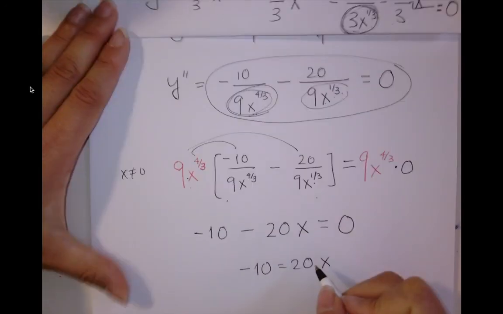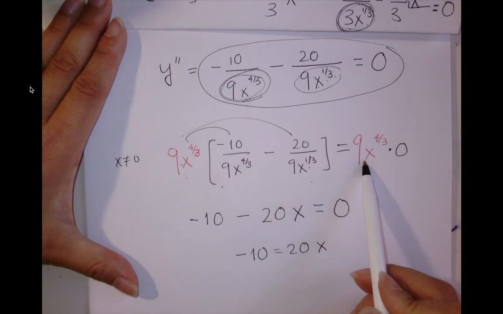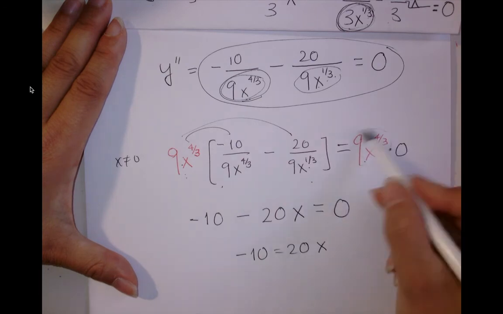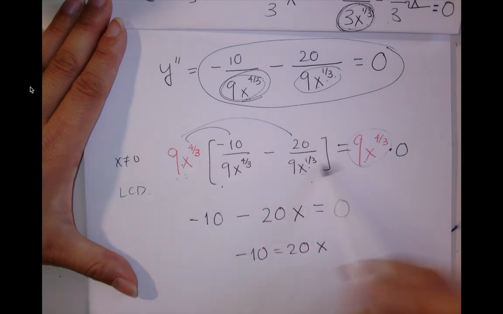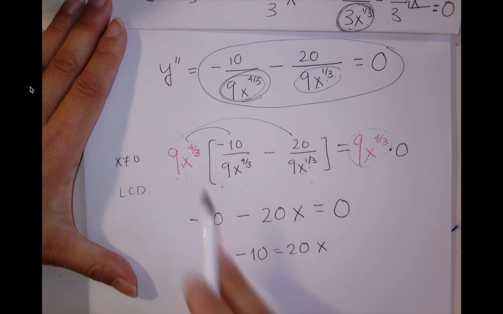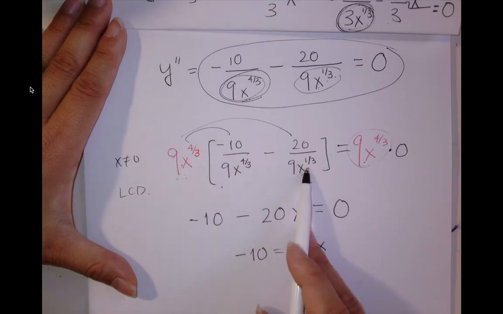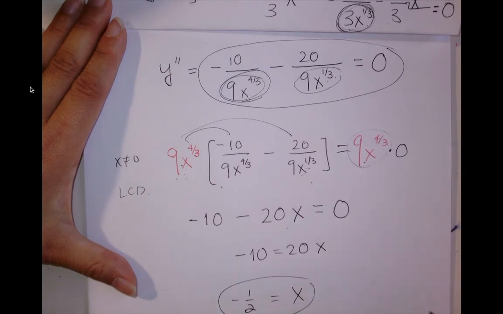Oops, sorry. Let me just recap that. So I multiplied both sides of the equation by the least common denominator, the LCD, right? And that clears out the fractions for me. That's why I did it. So this times this gave me negative 10. This times this gave me 20x. And then when I solve this equation, again, it turns out to be this nice linear equation, and I get x is equal to negative 1/2, okay? And that's all there is to it.